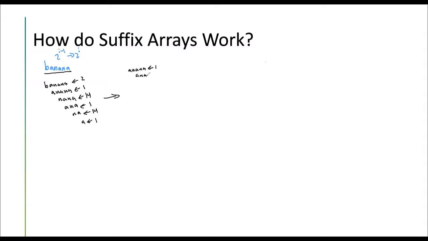Anna, okay, this is not actually sorted, but sure, I guess we can have it like this. Anna with a rating of 1, A with a rating of 1, banana with a rating of 2, NA with a rating of 14, and NA with a rating of 14.